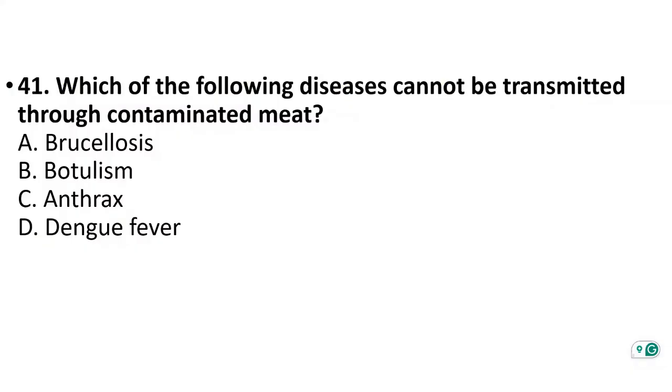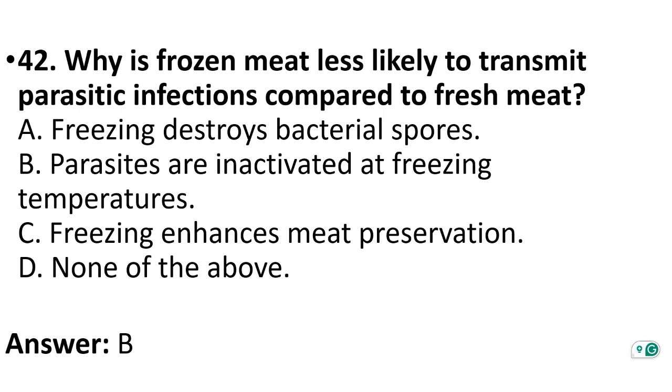41. Which of the following diseases cannot be transmitted through contaminated meat? Brucellosis, botulism, anthrax, dengue fever. Your answer is option D, dengue fever. 42. Why is frozen meat less likely to transmit parasitic infections compared to fresh meat? Freezing destroys bacterial spores. Parasites are inactivated at freezing temperatures. Freezing enhances meat preservation. None of the above. Your answer is option B. Parasites are inactivated at freezing temperatures.